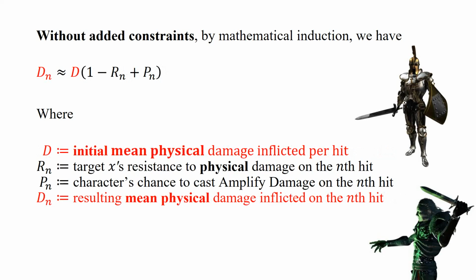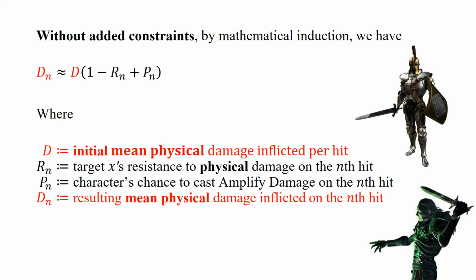The next major change we're going to make is that instead of letting d sub n vary, we're just going to assume that d sub n, that is the damage done on the nth hit that's unmitigated, is the initial mean physical damage inflicted per hit. So we're letting that mean be constant across every hit. And so now we can notationally just shift that d sub n over to the left-hand side of the equation. We don't need to make a distinction between d sub n's.